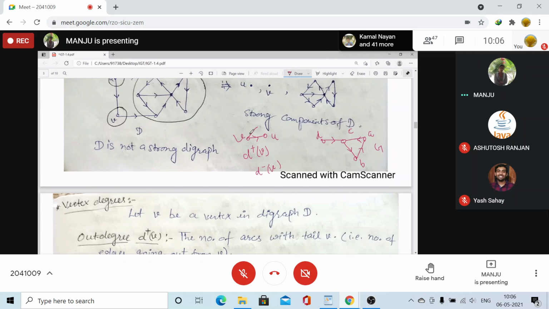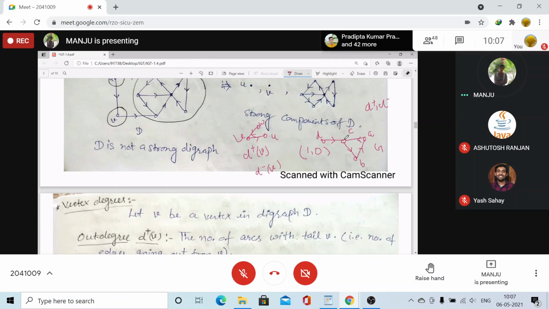Okay? It is denoted by D minus V, and this is D plus V. So in this case, what is out degree of D? I'm just writing out degree first, then comma, in degree next. For D, its out degree is 1 and in degree is 0.